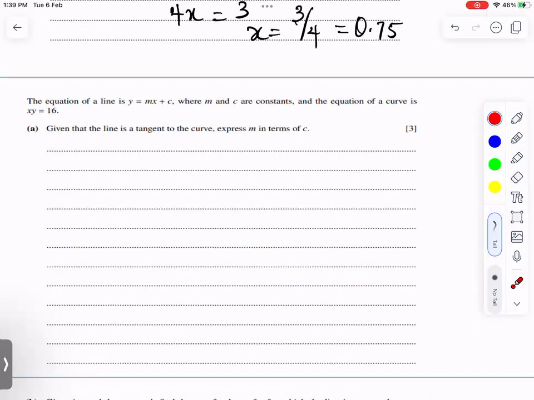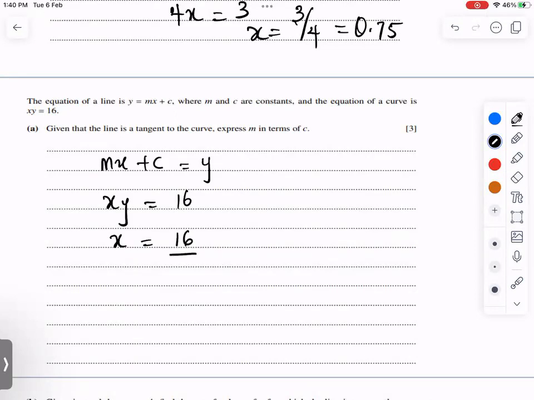So we have the equation of the line is y equals mx plus c. Here m and c are constants, and the equation of the curve is xy equals what? 16. So how do we go about this? You are asked, given that the line is a tangent to the curve, to express m in terms of c. So we have mx plus c equals y. For the second equation, I have xy equals 16. It's easier if you make y as 16 divided by x. So I can have mx plus c equals 16 divided by x.